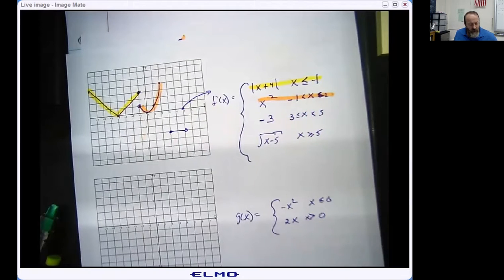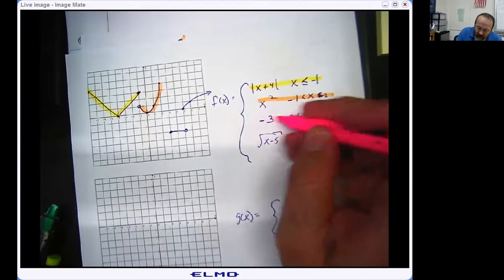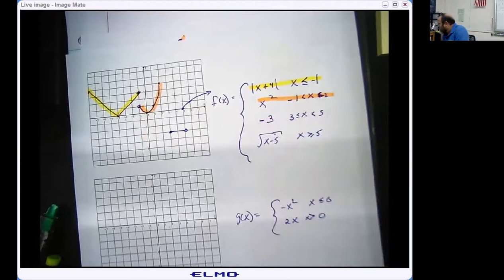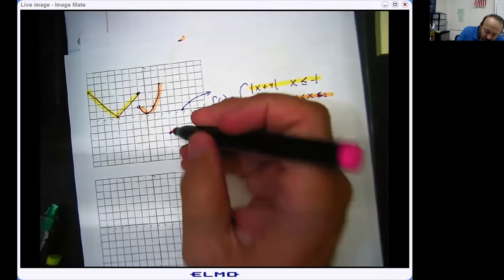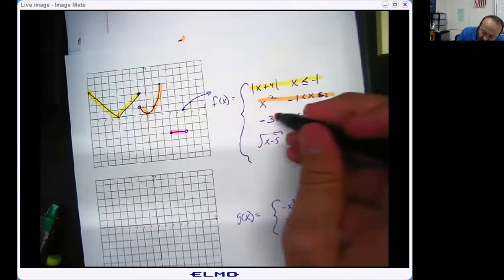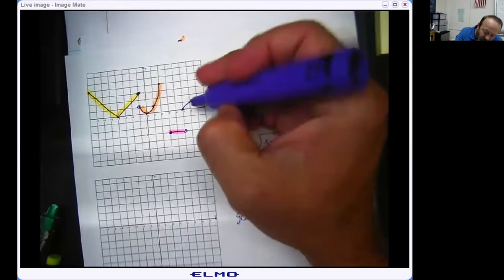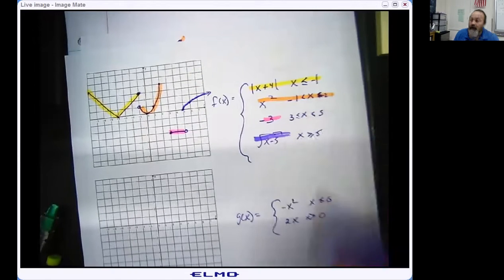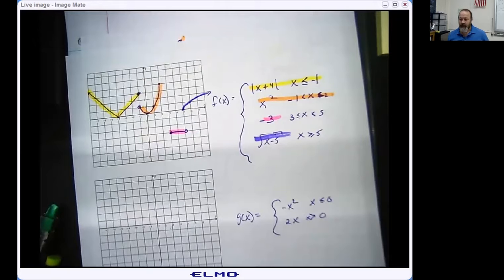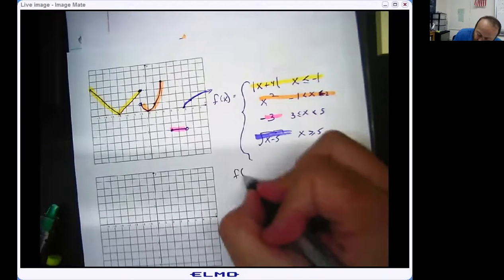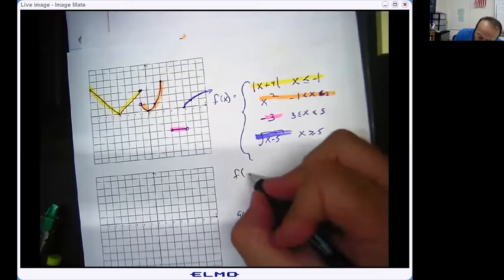Now you'll notice if we go one step further, it became a horizontal line for a small period of time right in here, from 3 to 5, at which point the last little piece of the equation became a square root function.